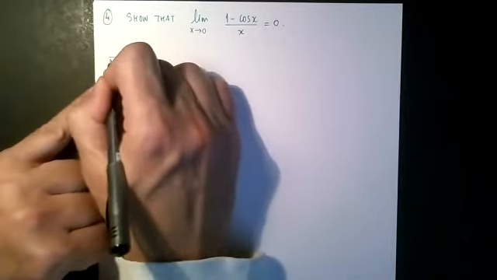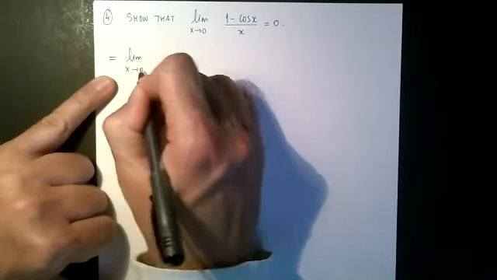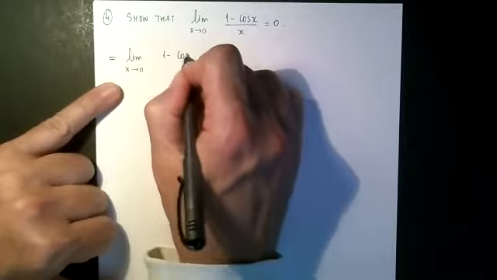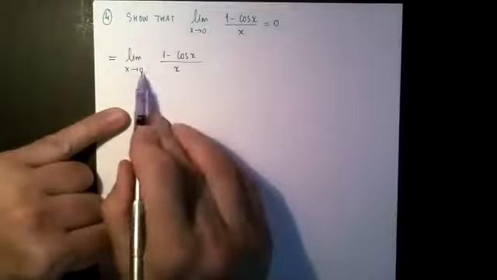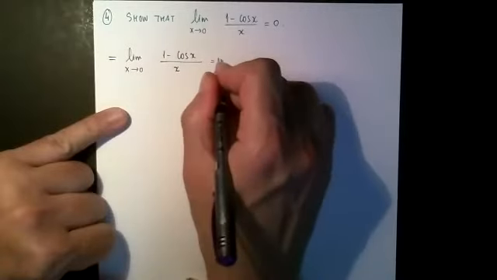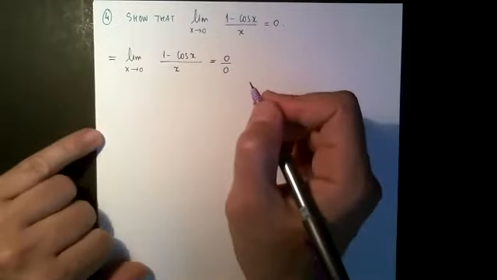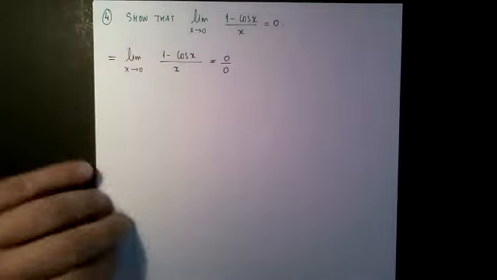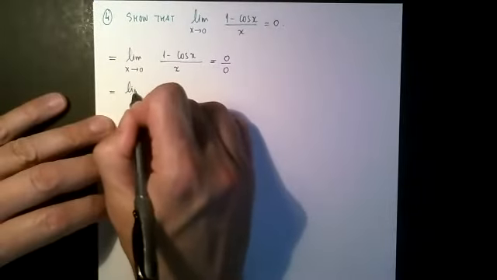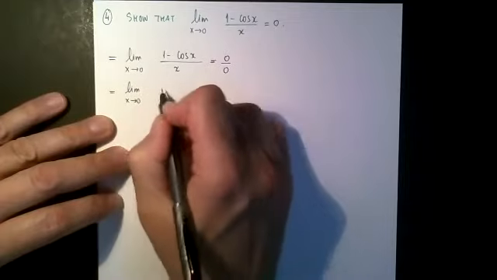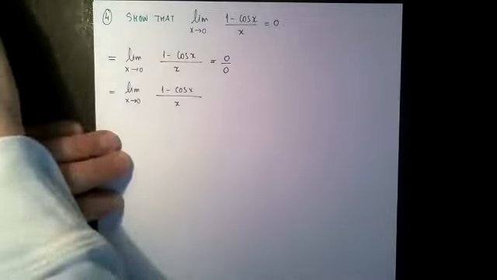So, equals the limit as x approaches 0 of (1 minus cos x) over x. Of course, first thing we do is plug in 0. I get 0 on top and 0 on the bottom. So what do we do?